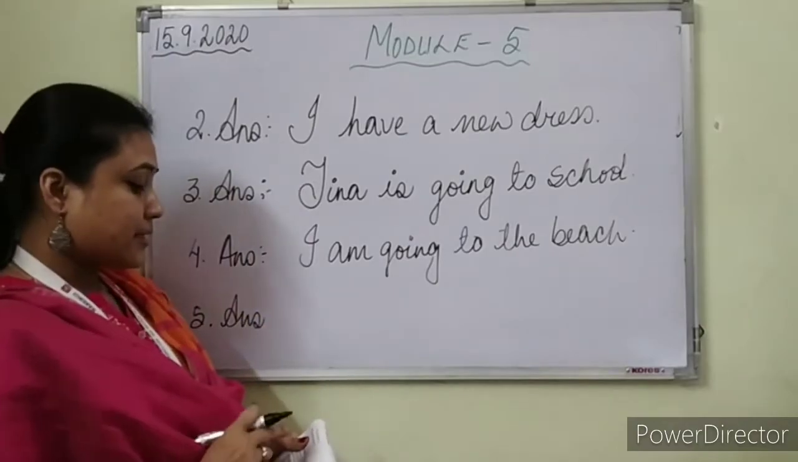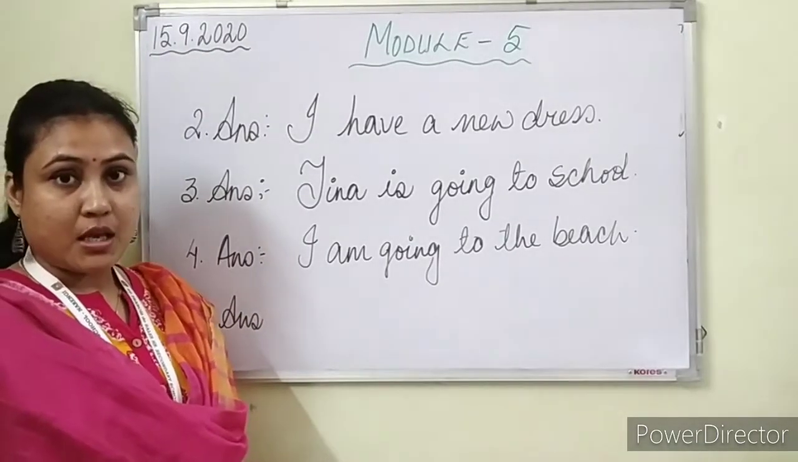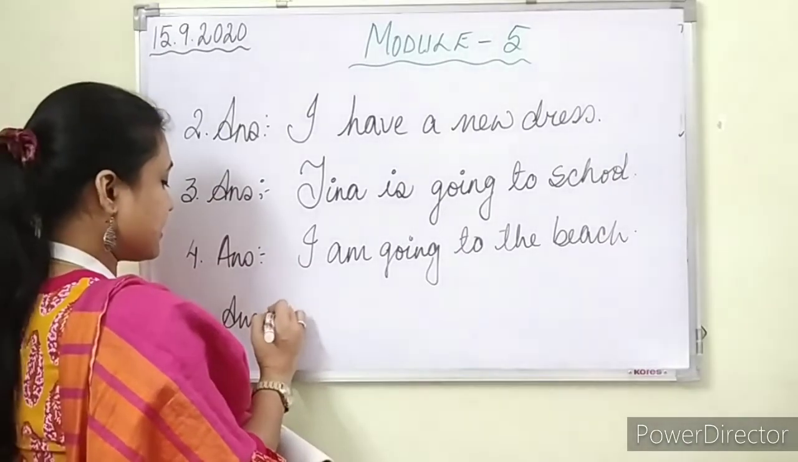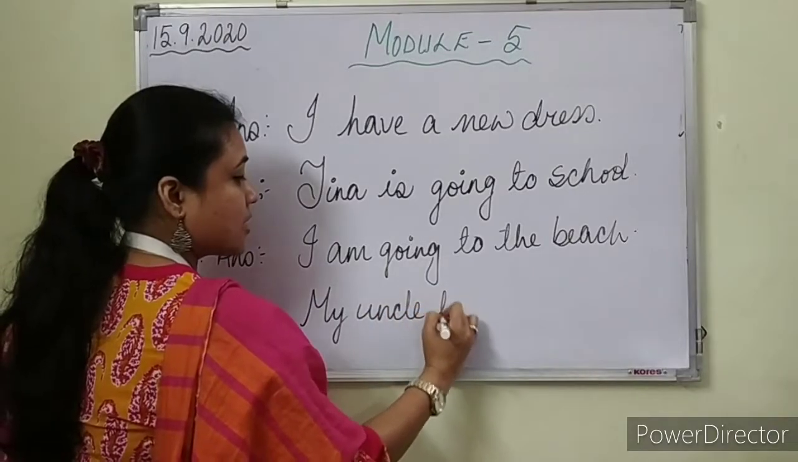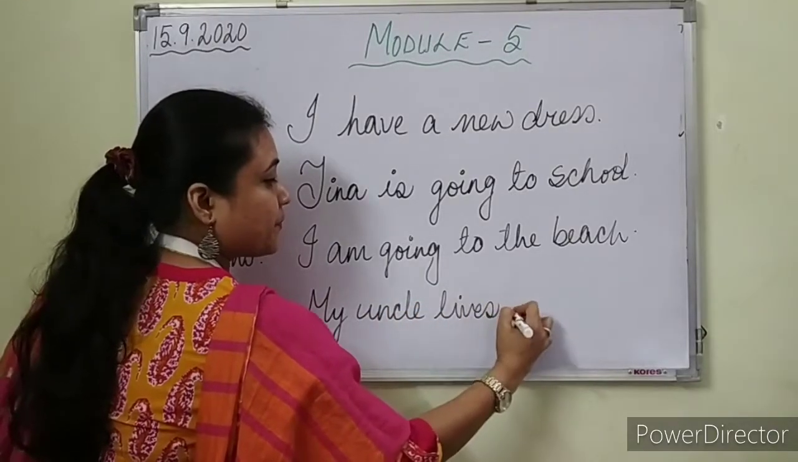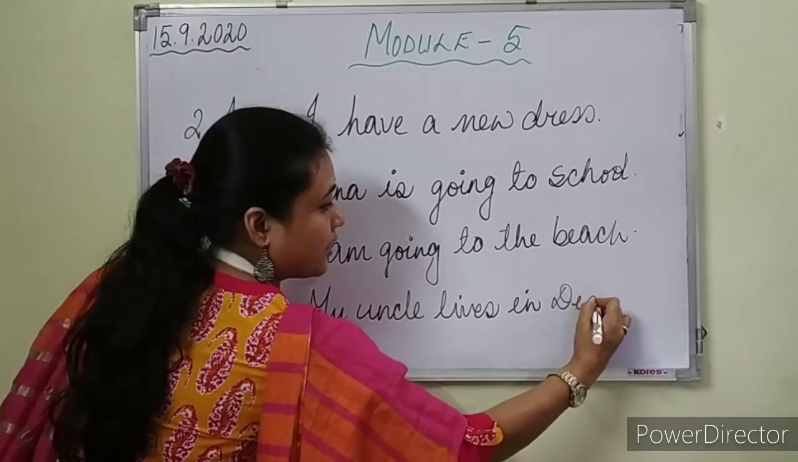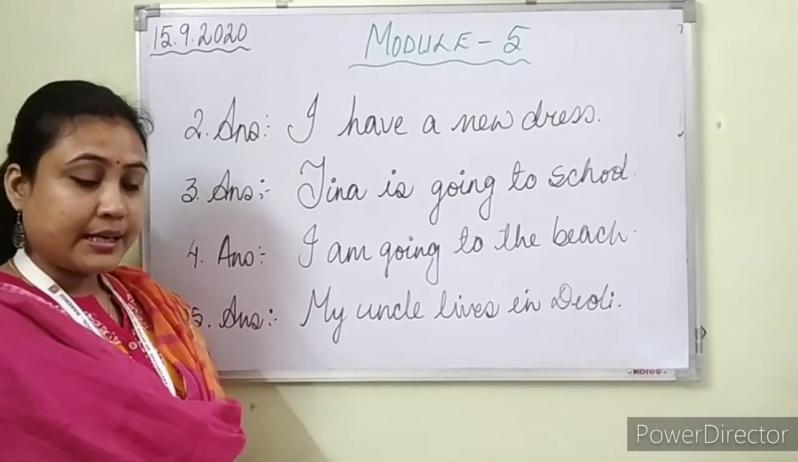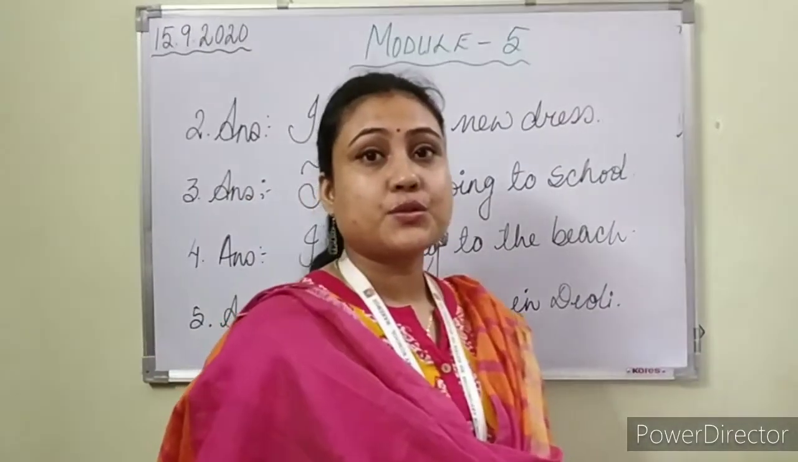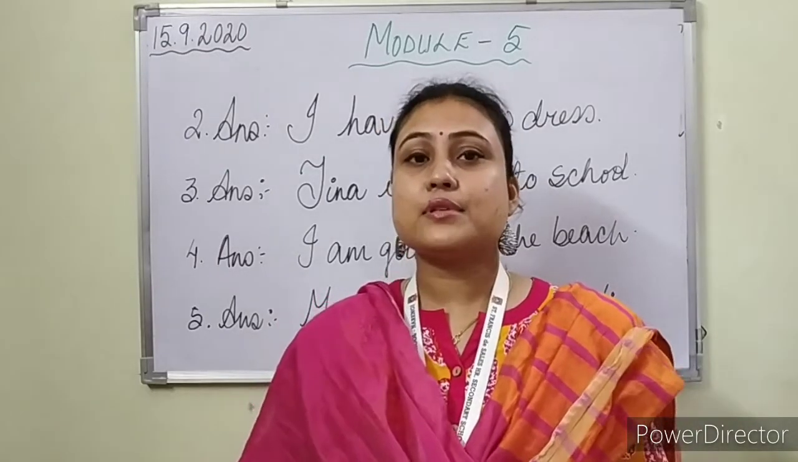Coming to number 5. The sentence is leaves my uncle Deoli in. So what will be the correct answer? My uncle lives in Deoli. Got it? Yes? So my dear students, we have also learned how to unscramble the sentences.